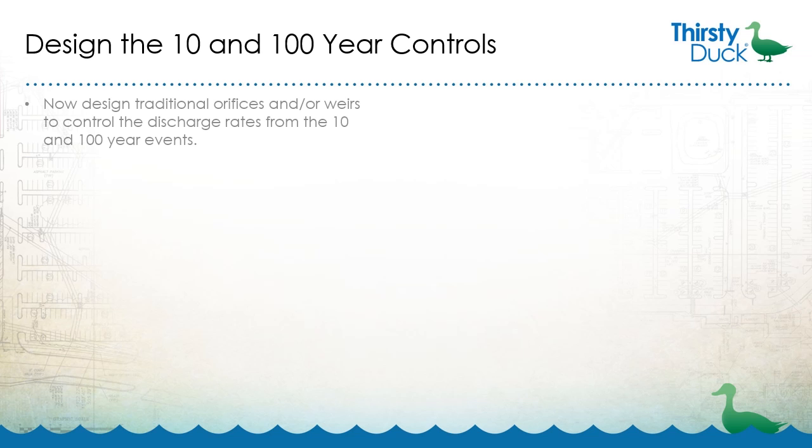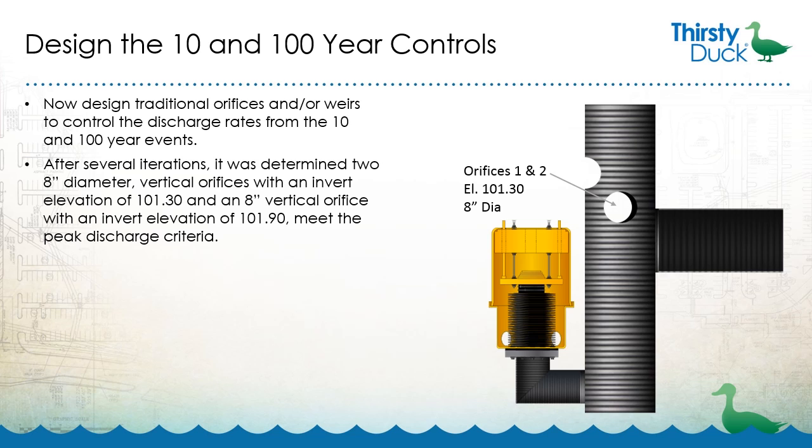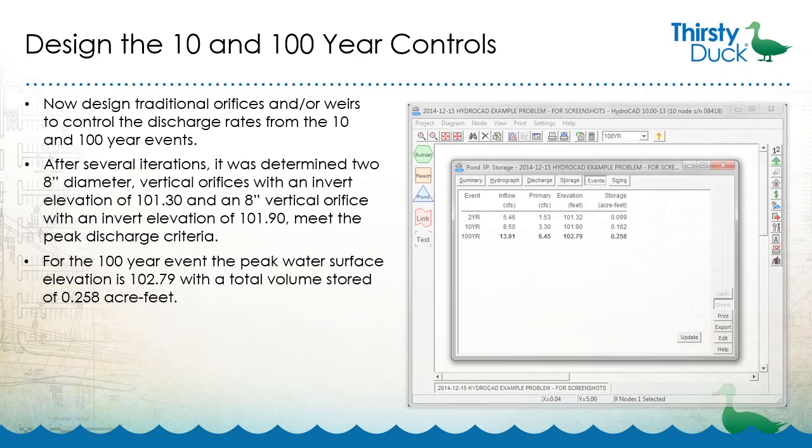Now, design traditional orifices and/or weirs to control the discharge rates from the 10-year and 100-year events. After several iterations, it was determined 2 8-inch diameter vertical orifices with invert elevations of 101.30 and 1 8-inch diameter vertical orifice having an invert elevation of 101.90 meet the peak discharge criteria. For the 100-year event, HydroCAD indicates the peak water surface elevation is 102.79 and the total volume stored is 0.258 acre-feet.